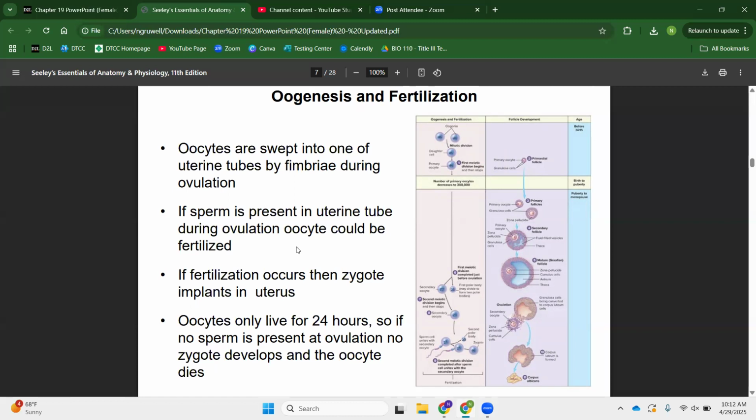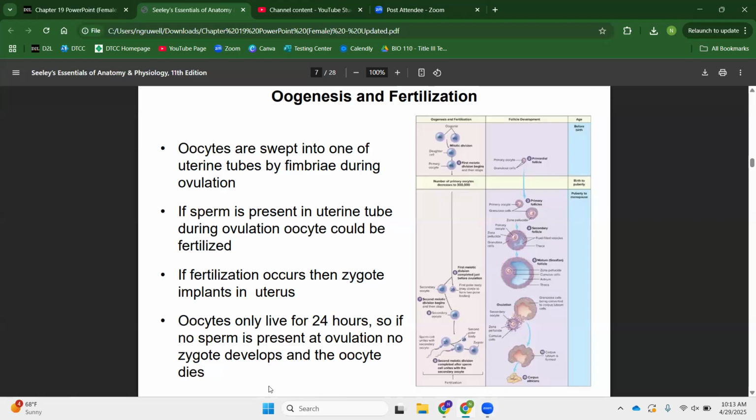If sperm is present in the uterine tube during ovulation, during the release of that egg cell, that's when the best chance of fertilization occurs. So if a woman or a couple is trying to get pregnant, then they typically will track the cycle because they want to introduce sperm around ovulation when the egg is going to actually enter the fallopian tube. Of course, if fertilization occurs, then we get a zygote. That zygote is going to implant into the uterus. We'll talk about that in a little bit.